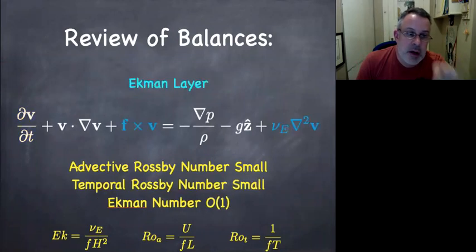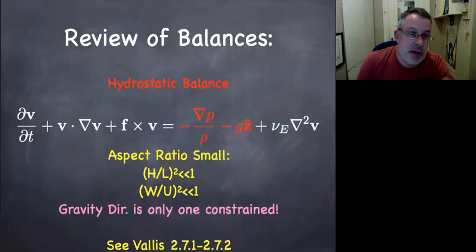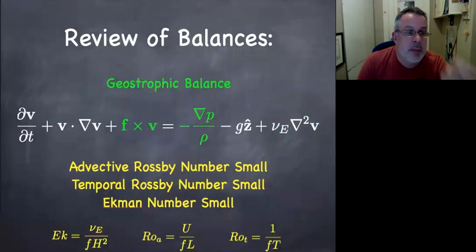Ekman layer. Ekman number is order 1. Both Rossby numbers are small. Blue terms are the key ones for leading to the shear within the Ekman layer, which is the Ekman transport when vertically integrated. The hydrostatic balance is the pressure gradient is balanced against gravity in the vertical direction, and it has to do with the aspect ratio. But only the direction of gravity is constrained by this. So we don't know much about the horizontal pressure gradient from this unless we do this kind of spatial thinking about the variations in sea surface height. The geostrophic balance, new one for us, is the balance between the Coriolis force and the pressure gradient force.